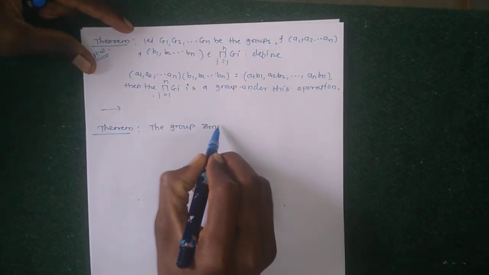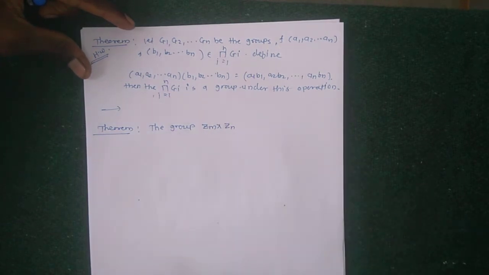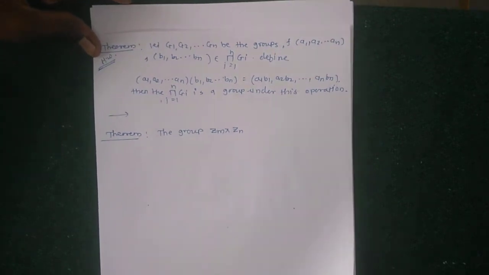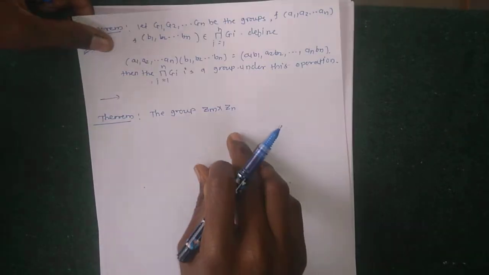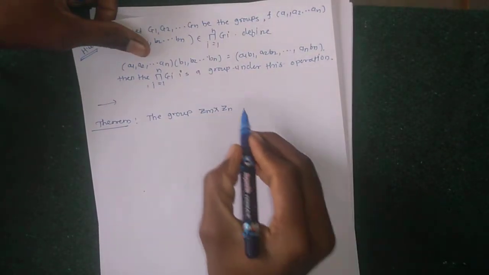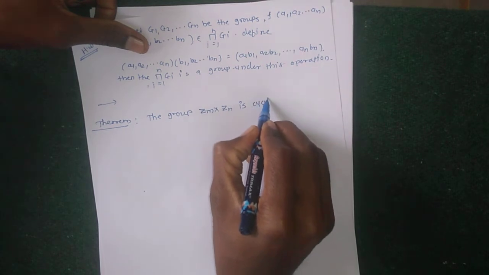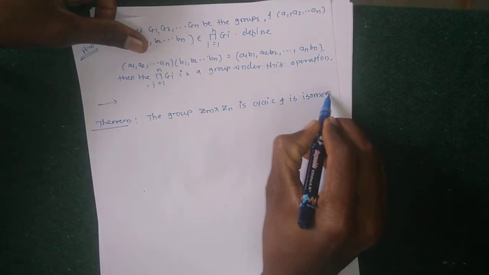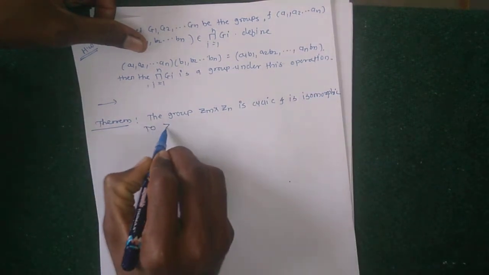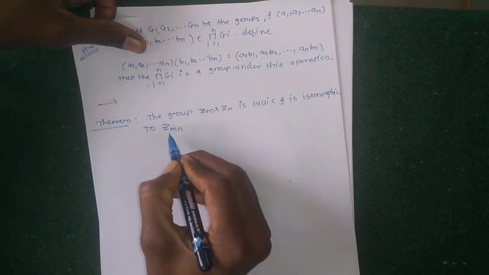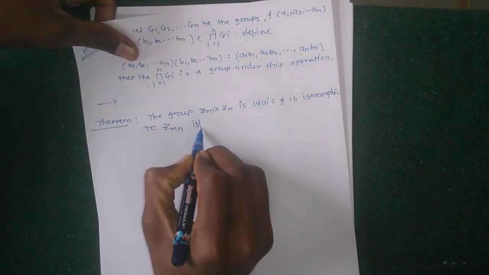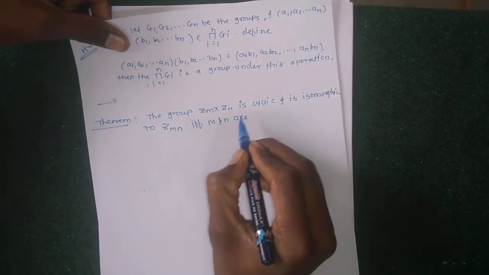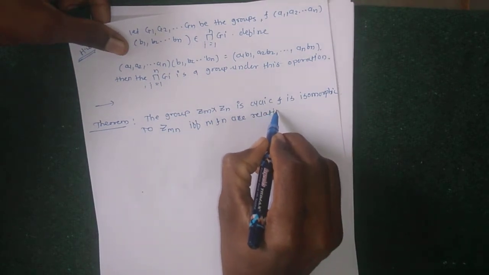The group Zm cross Zn is cyclic and isomorphic to Zmn if and only if m and n are relatively prime.